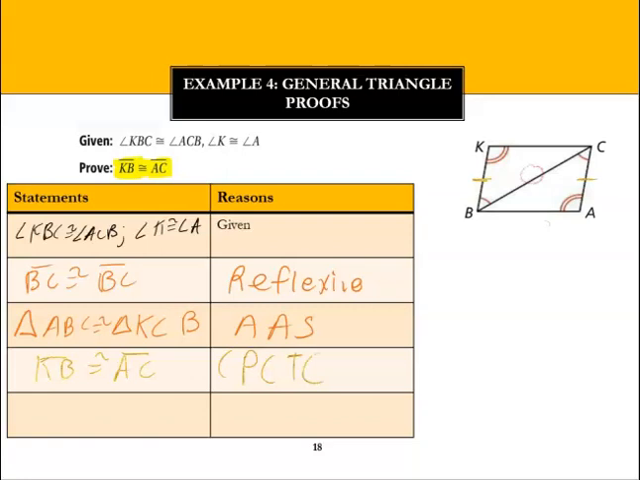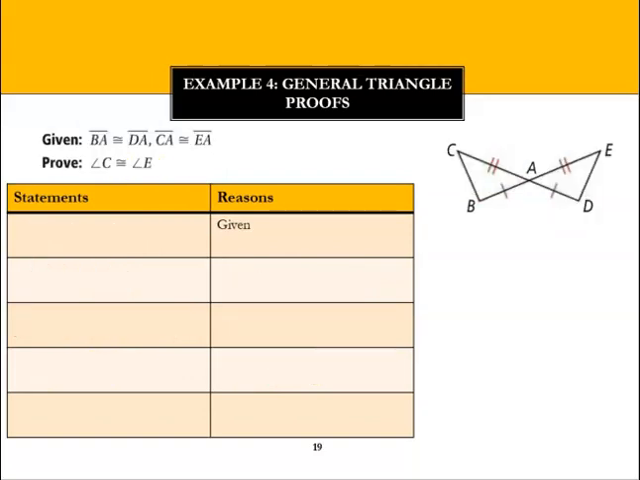Okay? All right. We're going to have you work together with me on the last one. Let's put down our givens. BA is congruent to DA. CA is congruent to EA. Okay, next thing. Go ahead and choose a statement and reason from the choices provided.